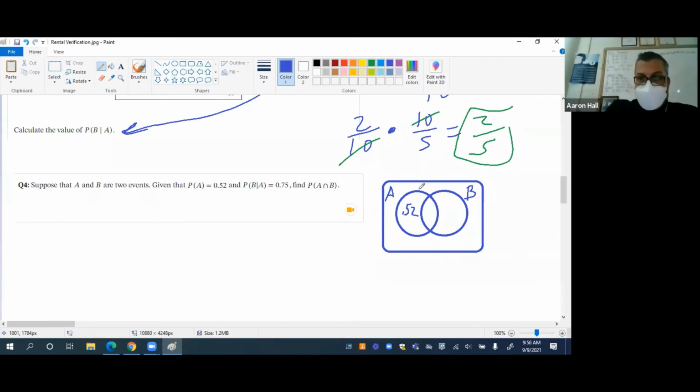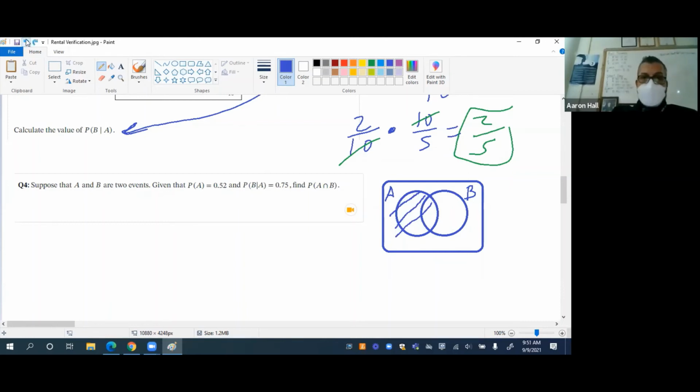No, all of this is 52. That means this plus this is 52. I can't do that. That's cheating. So how do I figure that out then? Well, I guess we need to figure out what this means here. That means that I know A has happened. All of this has happened. What's the probability then that this happened?